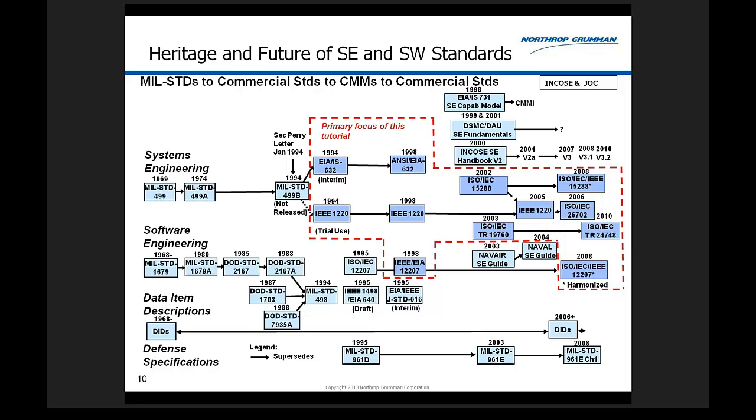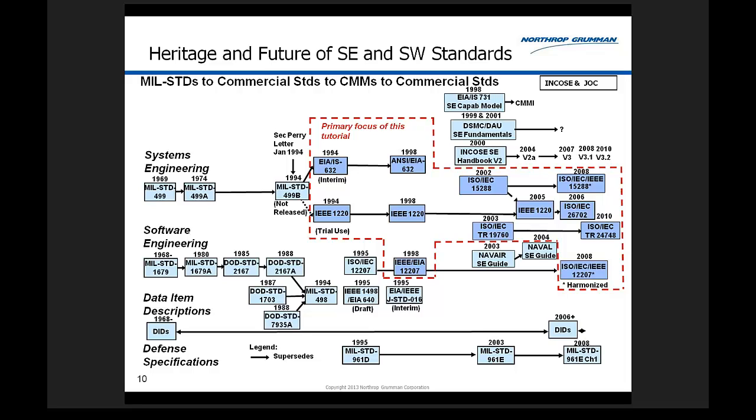In 1994, IEEE again took 1220 and made it very commercialized, and that 1220 was revised in 1998 and again in 2005, and then it was fast-tracked to ISO IEC and became 26702 to the international community. Okay. Now back in 2002, ISO IEC 15288 came out. Okay, and it was derived from all these other standards, and then it was revised in 2008 and so forth, and it's actually referenced in 1220 and so forth. So that's the evolution of the standards.